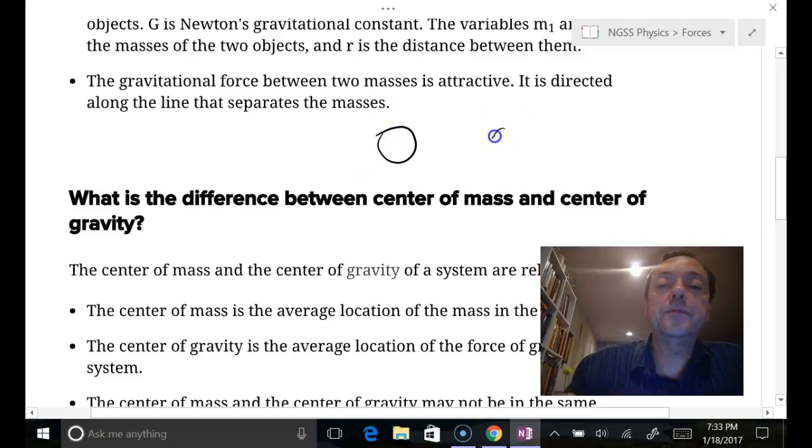So if I have two objects, and this is the center of one, and this is the center of the other, this is the distance between them that I use. Okay?